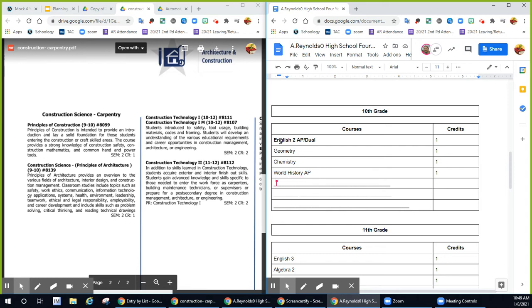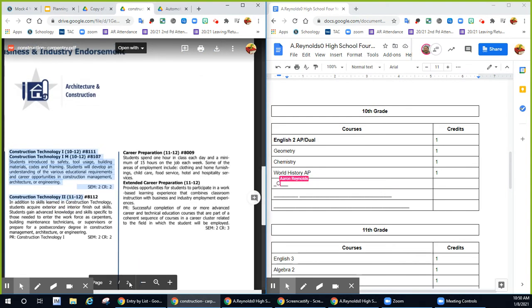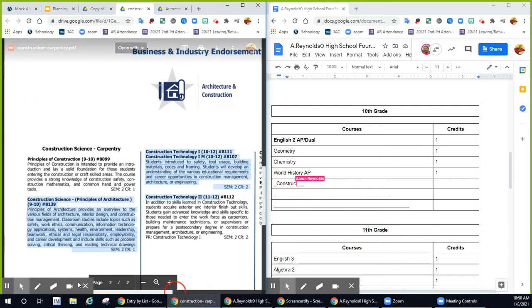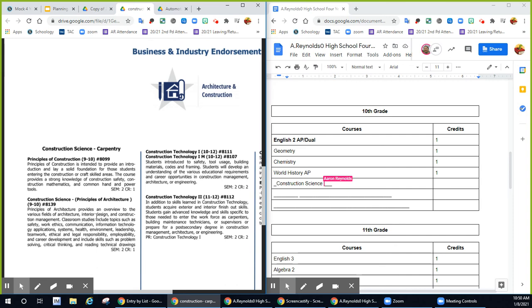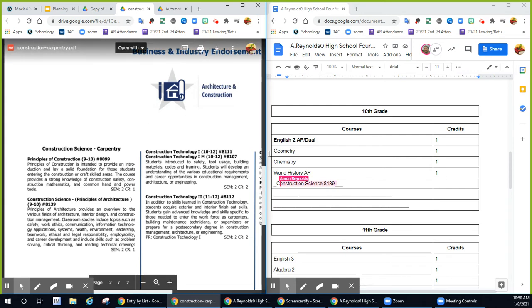And then let's see, what do I need to do for construction? So for construction, the next thing on here is called construction science. It's otherwise known as principles of architecture. You don't have to put the whole thing, just construction science, and it's 8139. So I'm going to go ahead and bold your geometry, your chemistry, and your AP class. Okay, thank you.